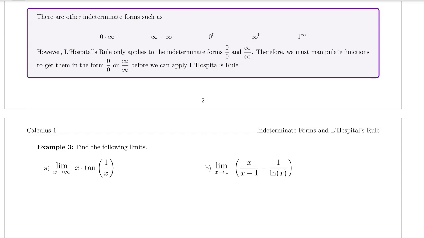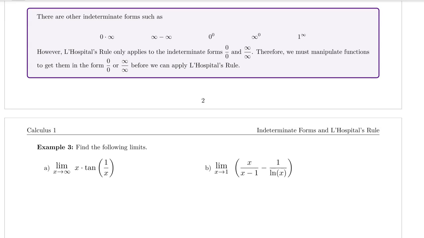So this is part 2 of L'Hopital's rule, and previously we talked about indeterminate forms being 0 over 0 or infinity over infinity. And it turns out there are other indeterminate forms, such as 0 times infinity, infinity minus infinity, 0 to the power of 0, infinity to the power of 0, and 1 to the power of infinity. However, L'Hopital's rule only applies to the indeterminate forms 0 over 0 and infinity over infinity.